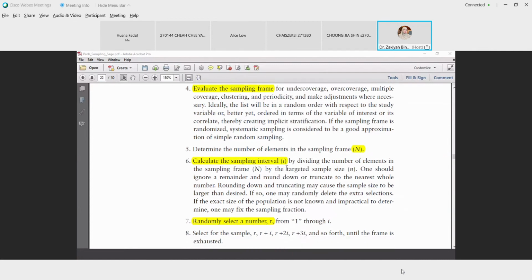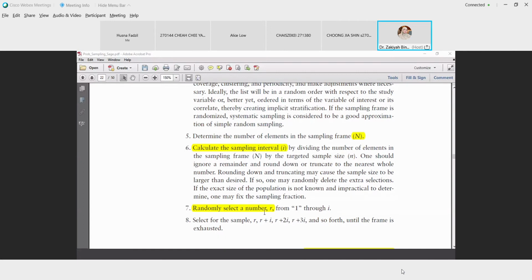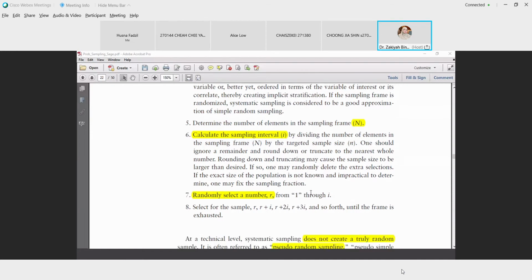Okay. Calculate the sampling interval, I, by dividing. And then randomly select a number. This is the first number for the first element. That's right, from 1 through I, or from 1 up until K. Yep. And then select the sample. So your sample will be, of course, the first one, and then R plus I, R plus 2I, or 2K, whatsoever. Okay. It's just a refresher.